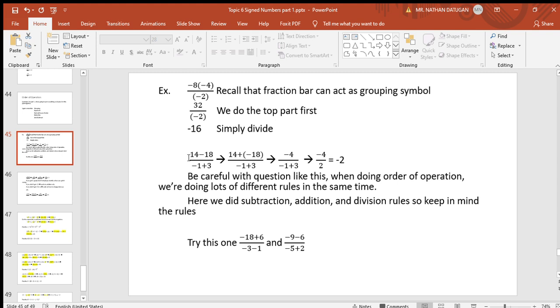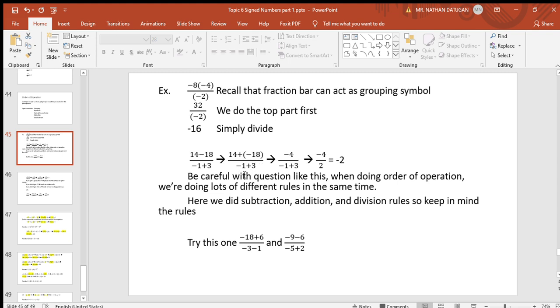Now this is a bit tricky. Again, we're going to do the top first, grouping symbols. Do the top, 14 minus 18. Again, this is the subtraction rule. We change that to addition, and we change 18 to the opposite, which is negative 18. So now we have 14 plus negative 18.